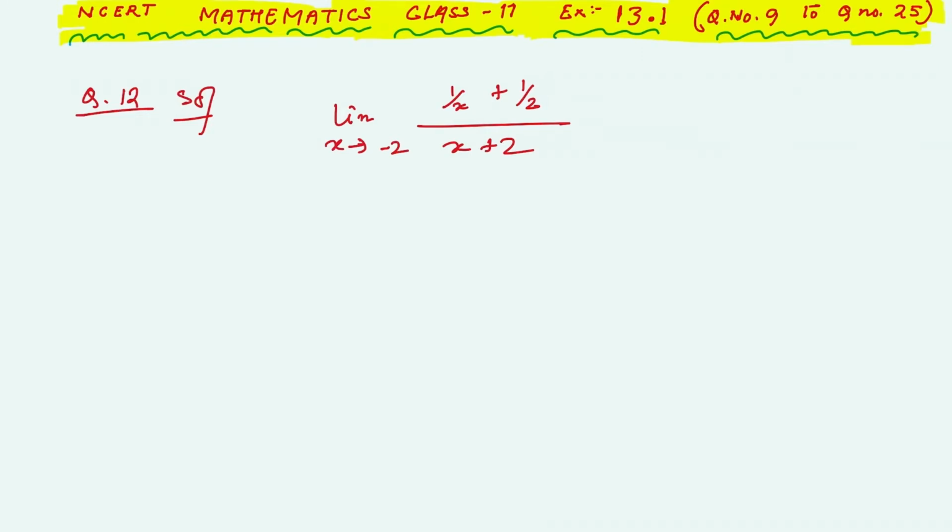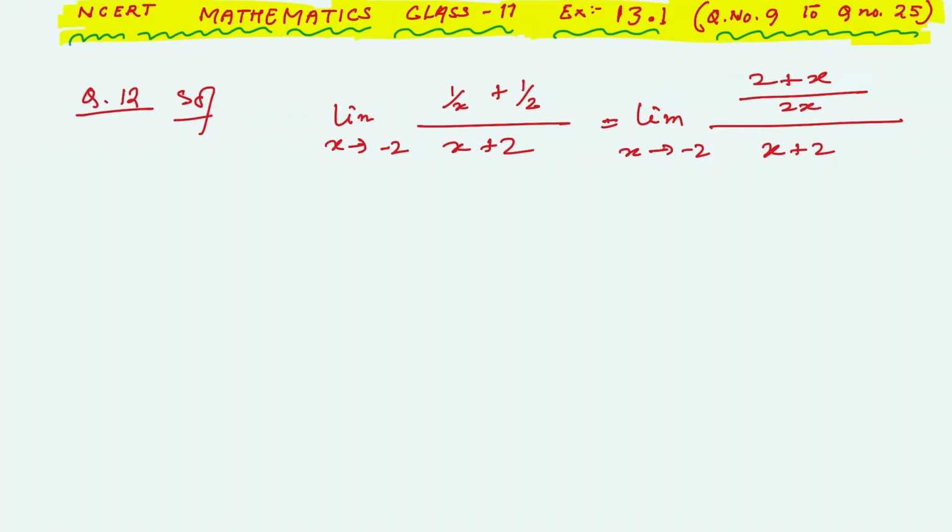So how to simplify? First, let us simplify the numerator part first. Limit x tends to minus 2 here. So here the LCM will be 2x, then 2 plus x, so x plus 2. So here we can write this is equal to the limit, 2 plus x or x plus 2, same thing. So this 2x comes down, and x plus 2, x tends to minus 2. So here you can see x plus 2 is gone.